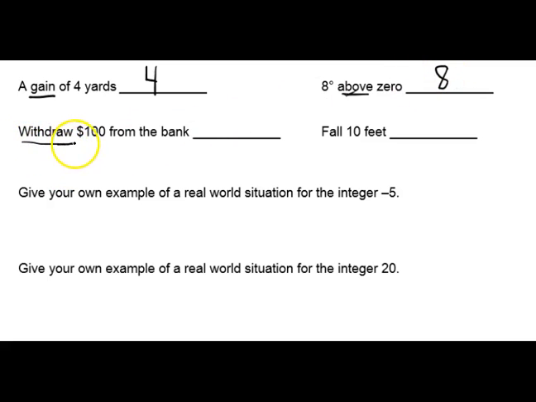A withdraw of $100 from the bank. Now that means you're taking money out of your account. So we are taking out $100. So withdraw is represented as a negative number in math. A fall of 10 feet would be a negative 10. All right, see if you can come up with your own real-world integer situations for negative 5 and 20.